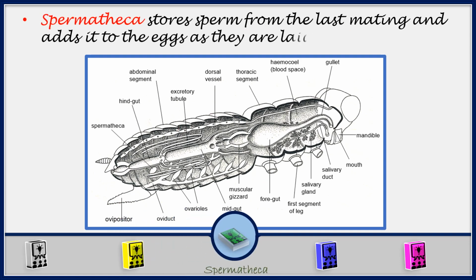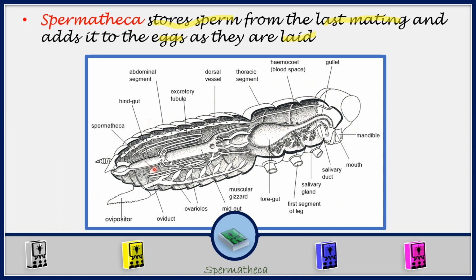Then we want to talk about the spermatheca. The spermatheca is this sac here. That sac is our spermatheca, and this one stores sperm from the last mating and adds them to the eggs as they are laid. So the spermatheca's function is to store sperms.